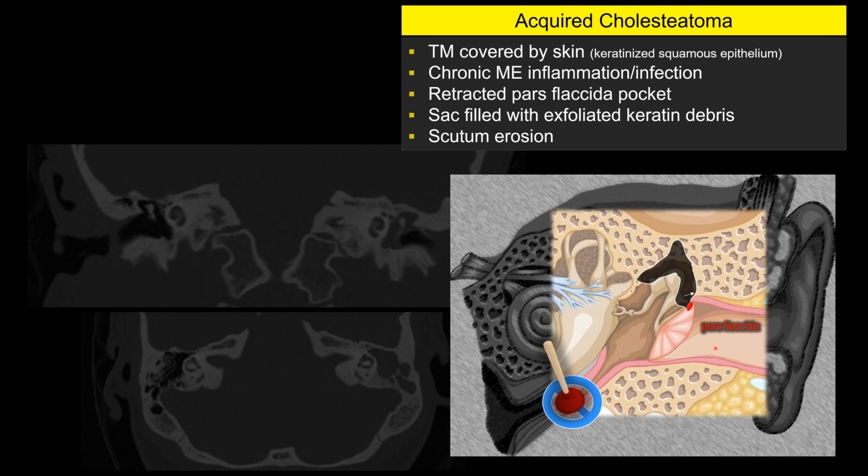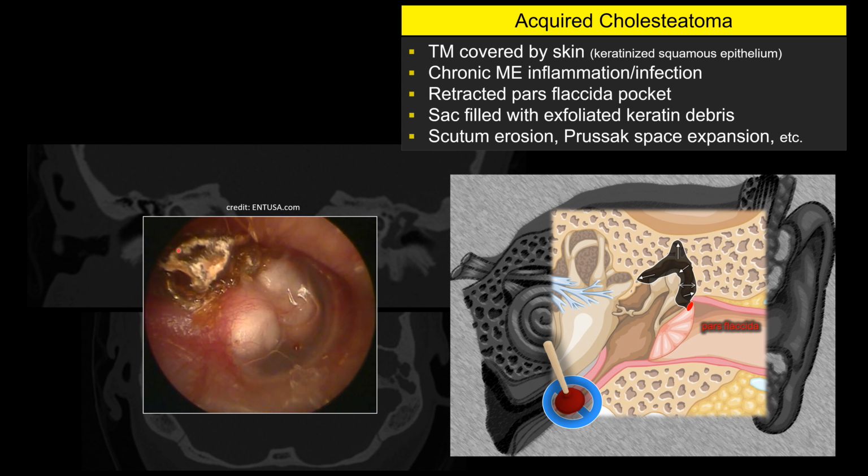As it continues to expand, you can see that it erodes through the adjacent structures. One of the first things that we see is blunting of the scutum. Then you have expansion of the Prussak space. As it continues to become bigger, it may erode through other osseous structures such as the ossicles, as well as extend superiorly, potentially through the tegmen tympani, or laterally into the lateral semicircular canal, or erode through the facial nerve canal.